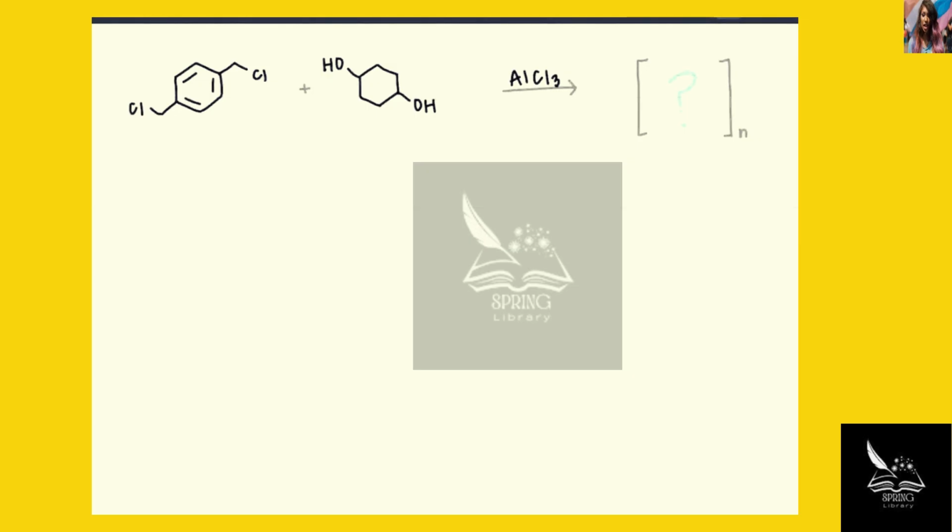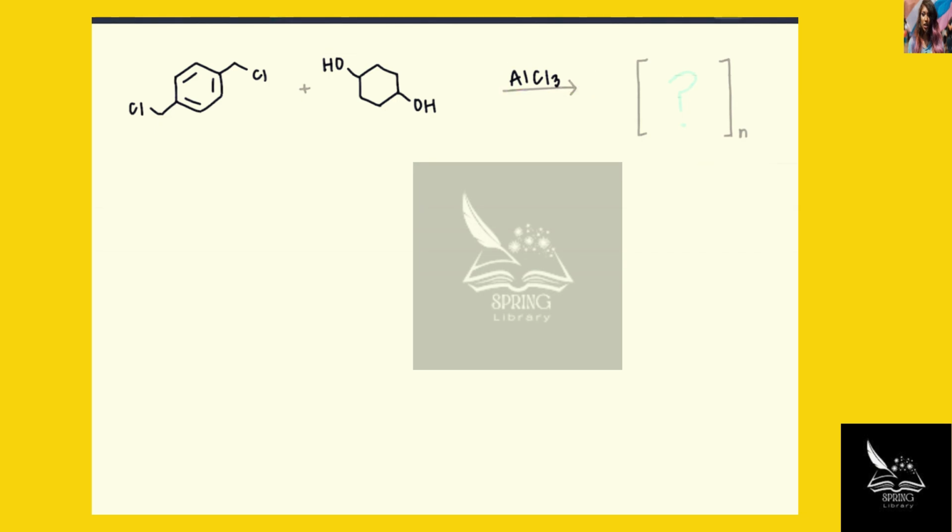Today I'm going to be going over the polymer chain that is produced when you have these two compounds in the presence of this reagent. And we're just going to go ahead and go over the steps to get to this final product and exactly what it entails. So let's just get started.